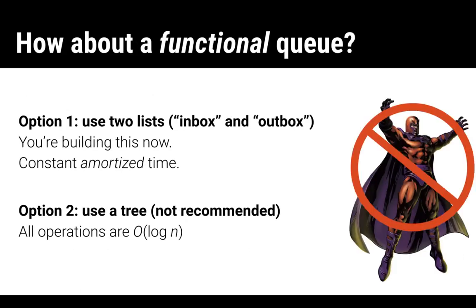So far, so good. What about a functional queue? Well, what you're doing this week is using two functional lists, which we are calling inbox and outbox, and it's constant in amortized time. Why amortized? Because sometimes we have to pay a linear cost to reverse the inbox into the outbox. And for an analysis of that and why it's constant amortized time, please read your project handout from this week. That has the analysis. We're not going to talk about it today in lecture.